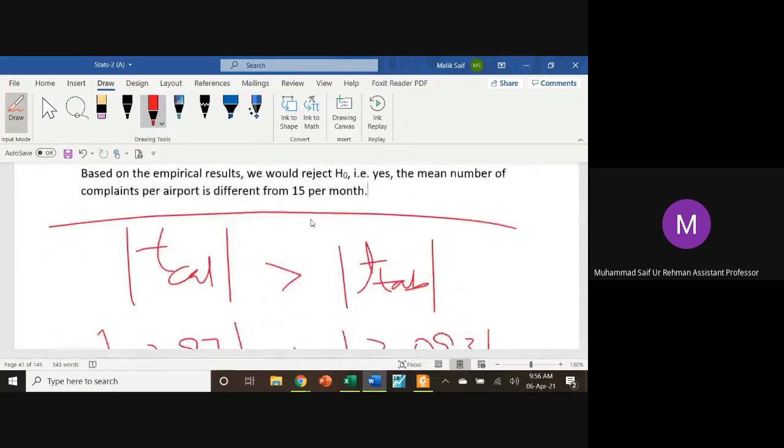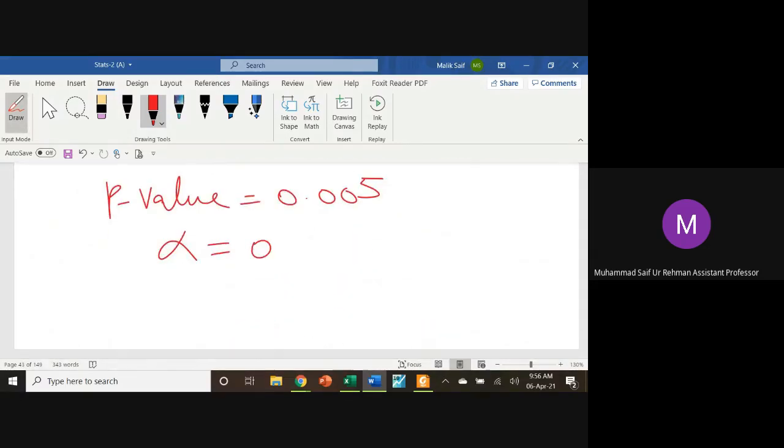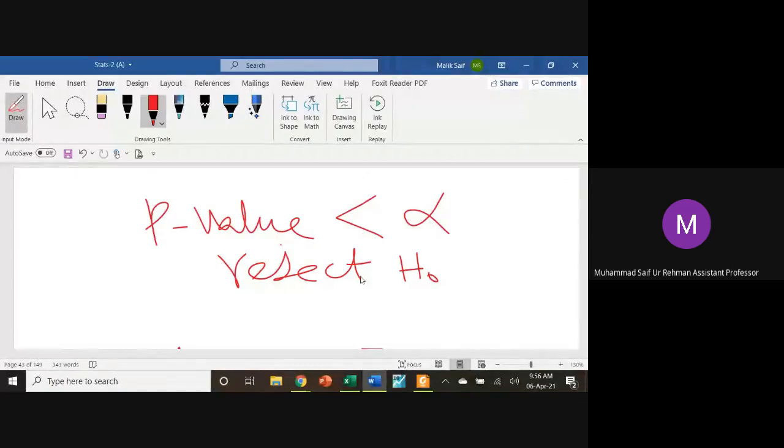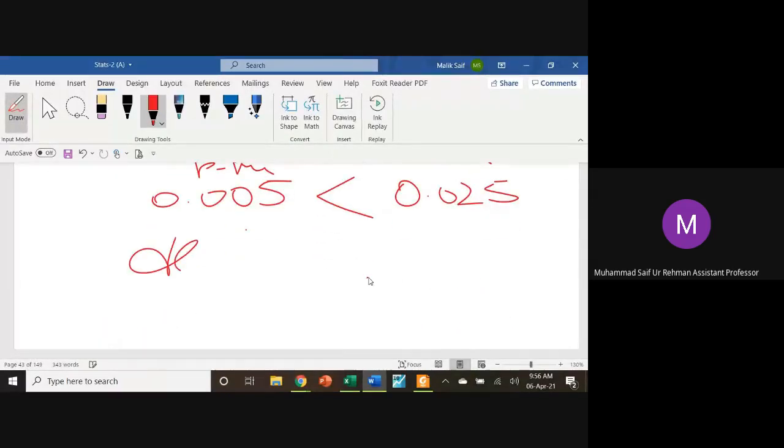0.025, you will take this value for the single tail. Okay, so which value is larger out of these two? 0.005 or 0.025? This is your alpha value, and this is your p value. Which one is larger? Definitely 0.025 is larger than this. And the rule is, if the p value is less than alpha, we reject H naught. So here again, you will reject H naught.